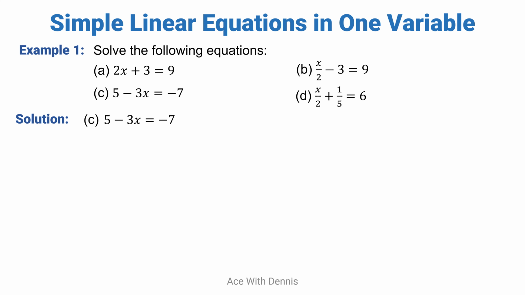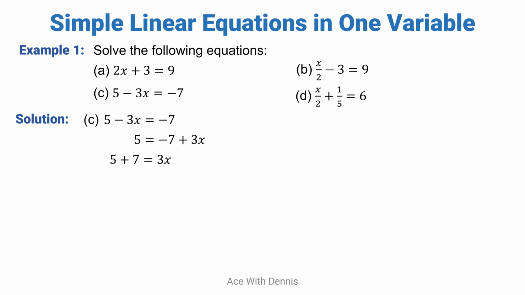C. 5 minus 3x equals negative 7. So for this question, you have to be careful because the x term is a negative x term. So 5 minus 3x equals negative 7. What we can do is we move the minus 3x to the right hand side to make it become positive. Hence, it is 5 equals negative 7 plus 3x.